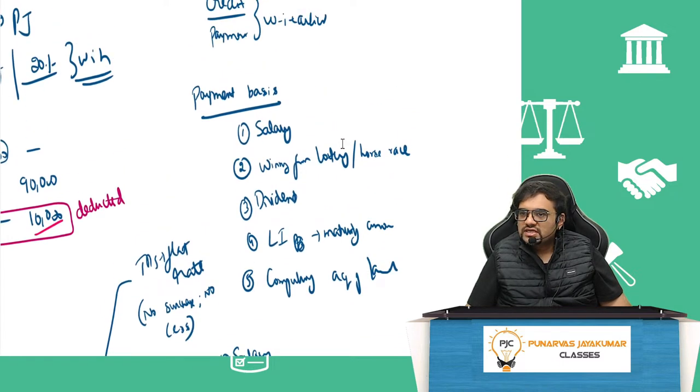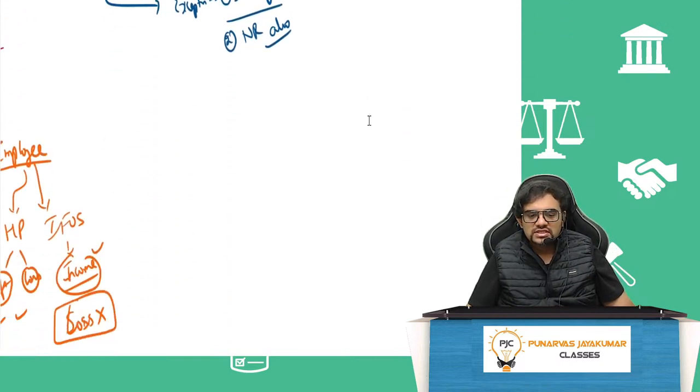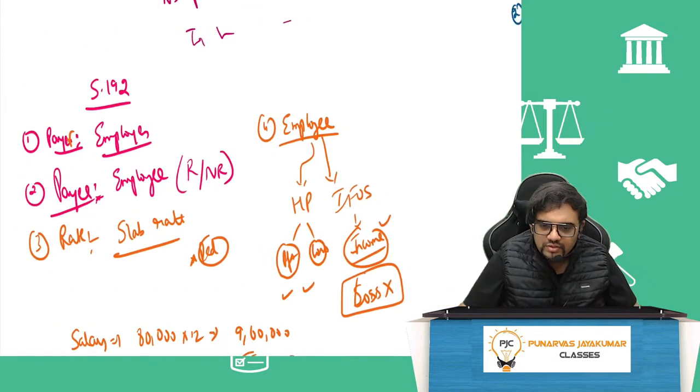TDS is always at a flat rate. There is no cess, no surcharge, etc., except salary for a non-resident. In salary for a non-resident, or even normal salary also, I will take into account a surcharge, etc., because I don't want the employee to pay again.